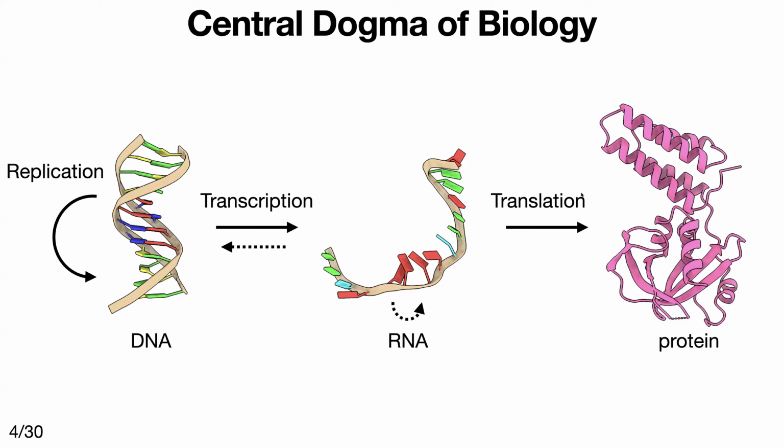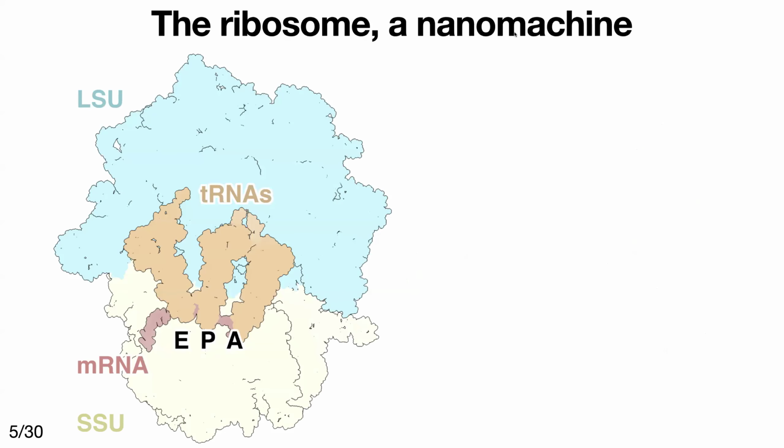And translation is performed by the ribosome, which is a nanomachine, a very complicated mix of dozens of proteins and RNA together. And this is a schematic of the ribosome that I will explain briefly so you can understand the rest of the presentation. The ribosome has two subunits, the large subunit here in blue and the small subunit here in yellow. Here we can see the messenger RNA, which is the RNA to be translated into protein.